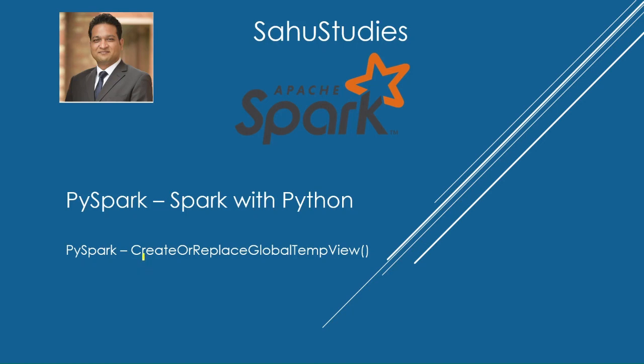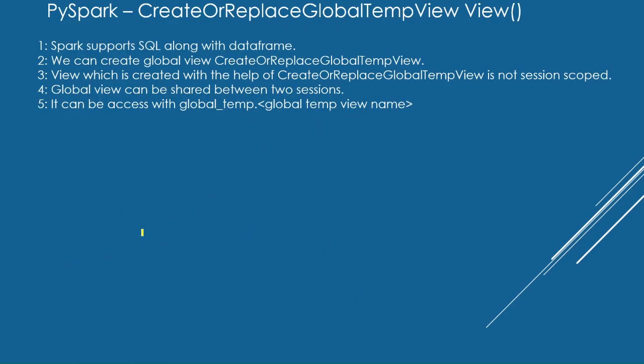In this video, we are going to see how the create or replace global temp view function works in PySpark. So what is create or replace global temp view in Spark? Spark supports SQL along with data frames. With the help of a view, we can write any kind of SQL query on top of the view, which is supported by Spark.